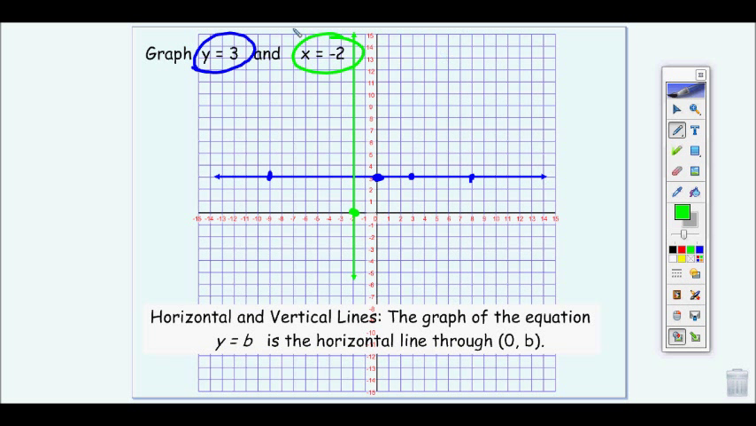In the same regards, if x is going to equal -2, that means I'm always going to go to the left 2. So it doesn't matter where I'm going up and down, I'm always going to go to the left 2 or -2. So when I have a statement that is simply x equals a value, that is going to create a vertical line. So when you have an equation that is y equals a value, that makes a horizontal line. X equals a value makes a vertical line.